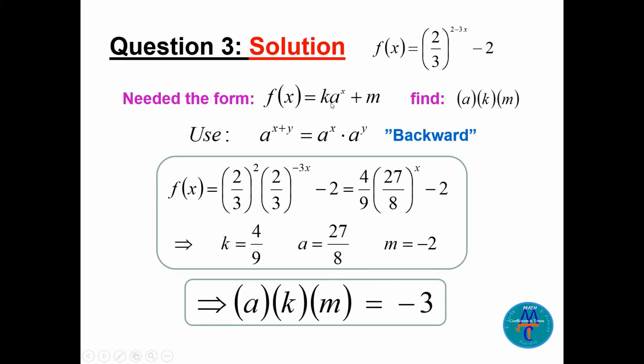Now we compare, k will be 4 over 9, the base a will be 27 over 8, and then m is minus 2. Multiply k times a times m, you will get minus 3. You can try it yourself, please.